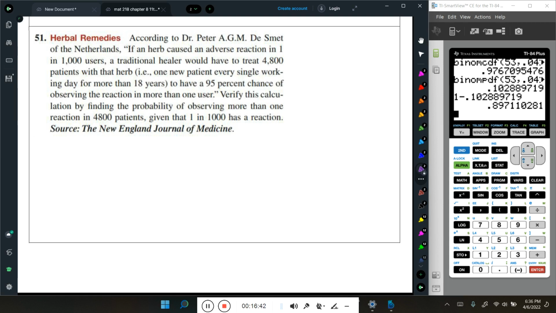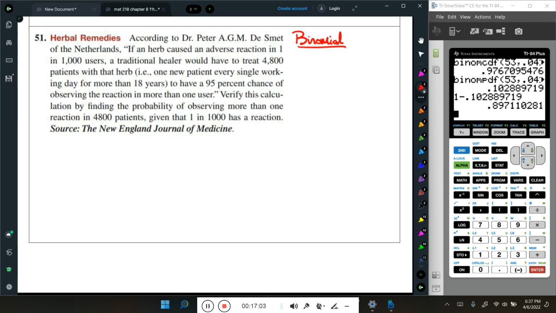Verify this calculation by finding the probability of observing more than one reaction in 4,800 patients. Okay, so I'm seeing binomial. I hope at this point you are too. Okay? Binomial. And why is this binomial? Well, because I'm doing the same thing over and over again.